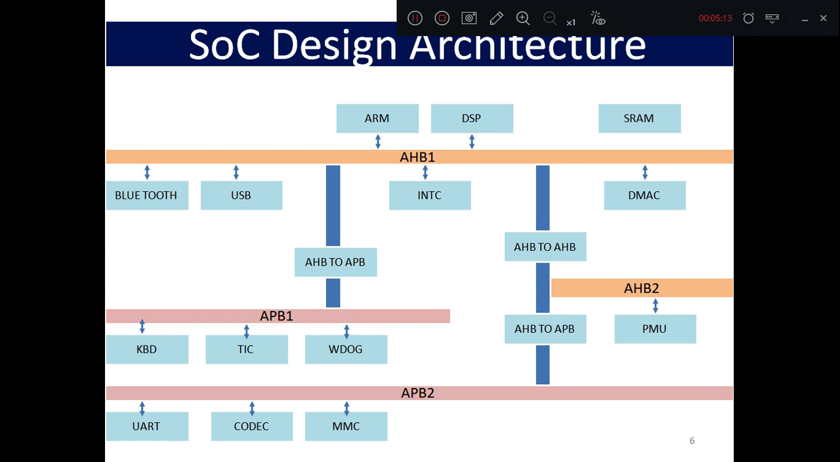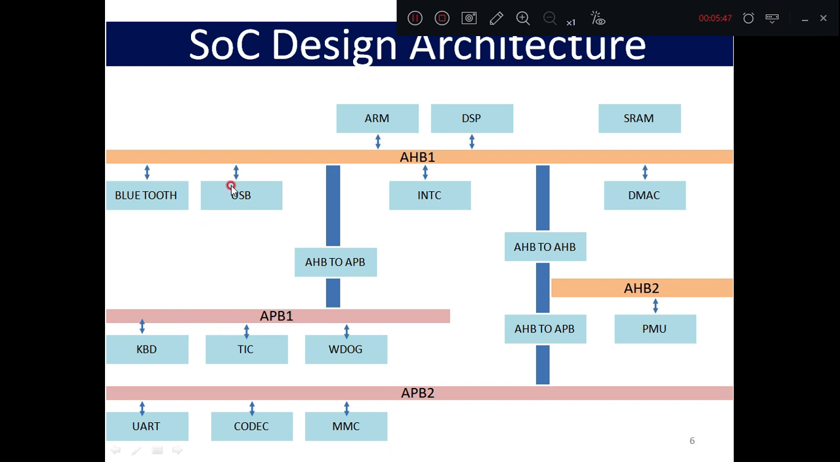Now, there are bridges used here. This is called the AHB to APB bridge, which connects AHB to APB. And we are connecting different subsystems to different interconnects. This is APB1 and APB2. This is AHB1. And this AHB1 is connected with the ARM processor, DSP processor, DMA controller or interrupt controller, Bluetooth or the USB. Now USB is over here and the keyboard is connected to the APB1.